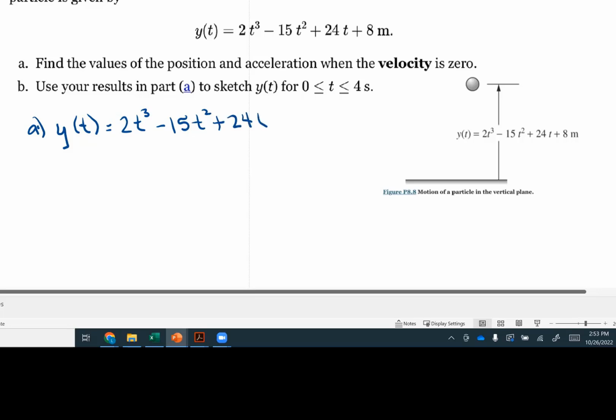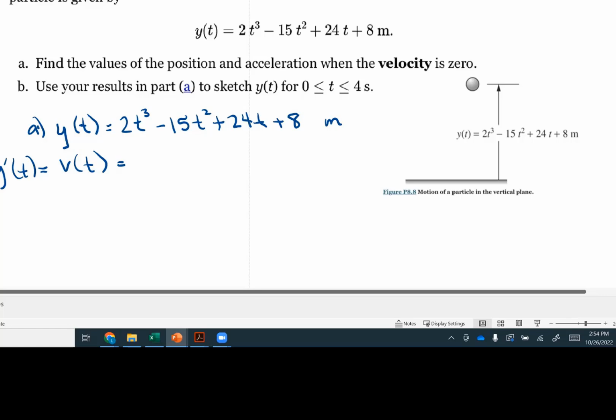And by the way, velocity can be positive or negative. Speed, if you talk about speed, that's only positive. If you throw a ball up, it's going in the positive direction. When it comes back down, it's going in the negative direction.